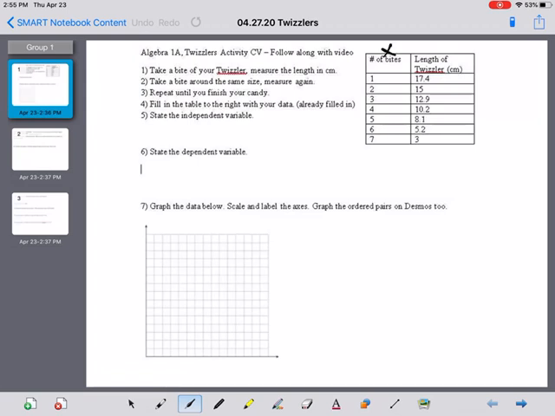So here's the data. In the first column, it's the number of bites, and in the second column, it's the length of the Twizzler after each bite. So we'll come down here to question 5, and you can fill this in as you go. State the independent variable. So that's the number of bites. It's basically what comes first, the number of bites, and then what happens, the more bites you eat, the smaller the length of the Twizzler.